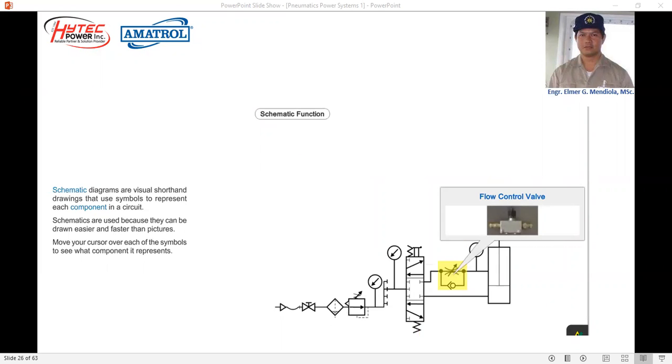Depending on the pneumatic circuit, but from this diagram, a flow control valve is positioned between the directional control valve and the pneumatic cylinder. This valve controls the airflow to an actuator, which in turn controls its speed, since the speed of the actuator is a function of flow. Meaning, the higher the flow rate, the faster the actuator will move.